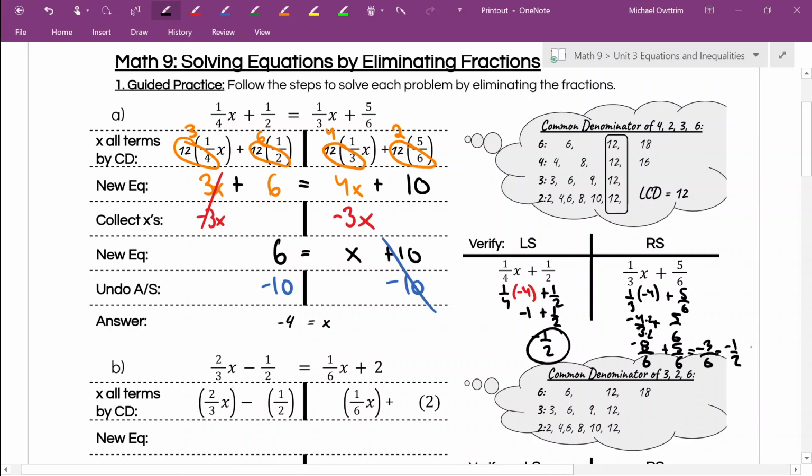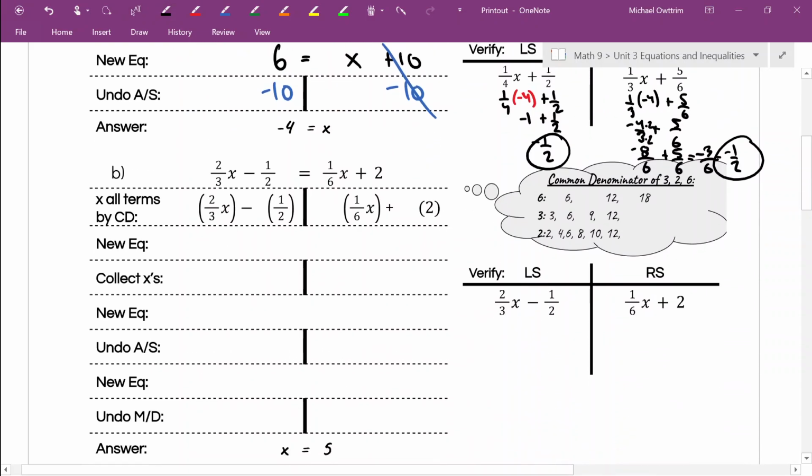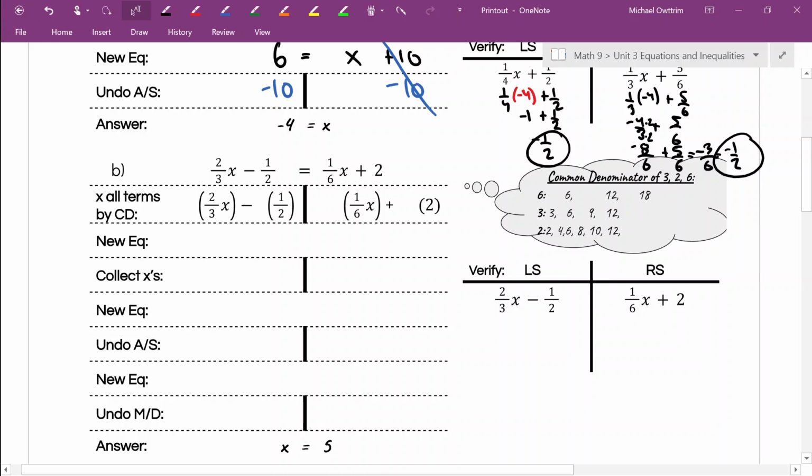So since we did get the value -1/2 on both sides of the equation, we do know our solution is accurate. In guided practice question B, I've left it up to you to determine your lowest common denominator. And if we look at our list of multiples for 6, 3, and 2, the first number that is in common there is our 6.